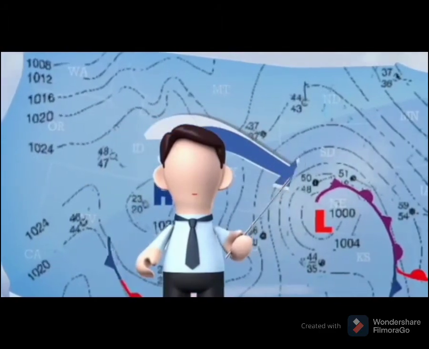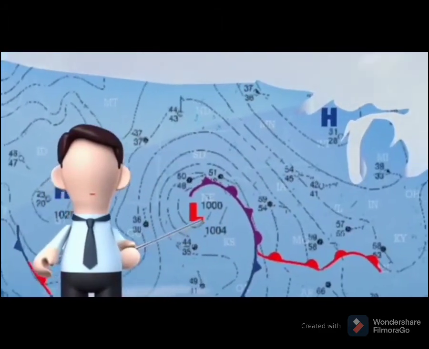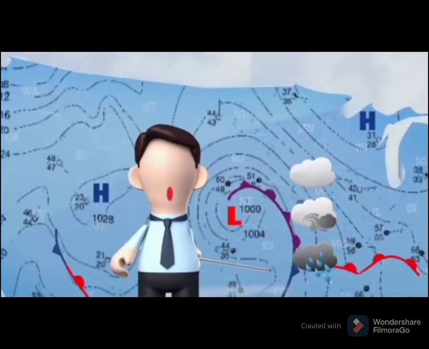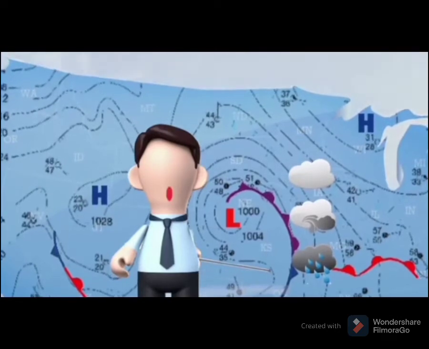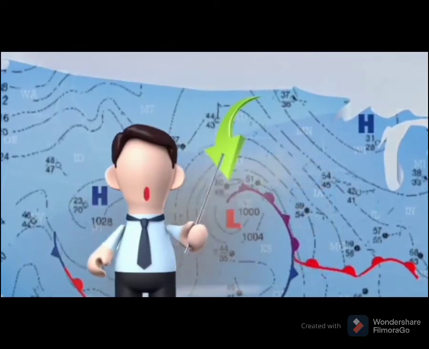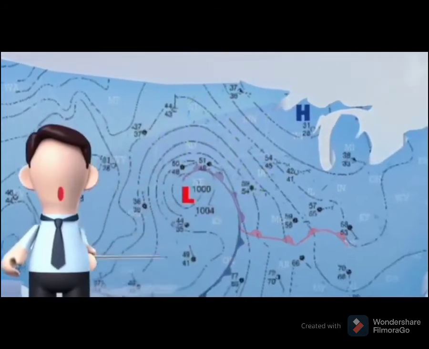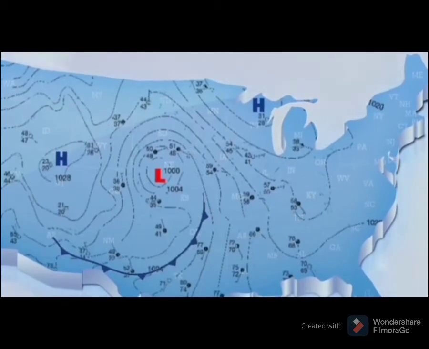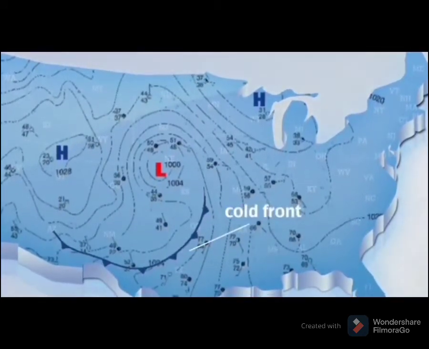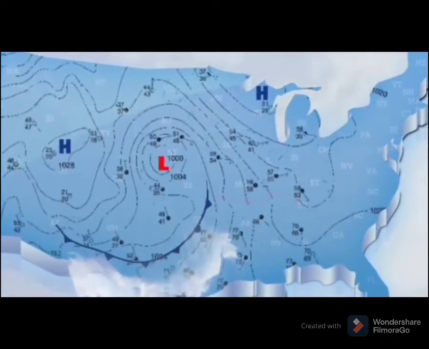Air is moving in a clockwise fashion away from a high pressure. The L's represent an area of low pressure. Lower air pressure is generally associated with cloudy or stormy weather. Air is moving in a counterclockwise fashion towards low pressure. The blue lines with points show the leading edge of the colder air, so it is known as a cold front. Points show the direction the cold air is moving.